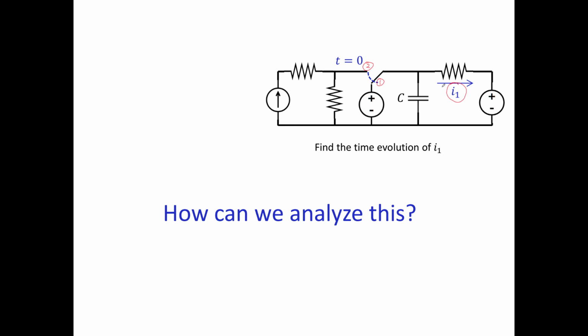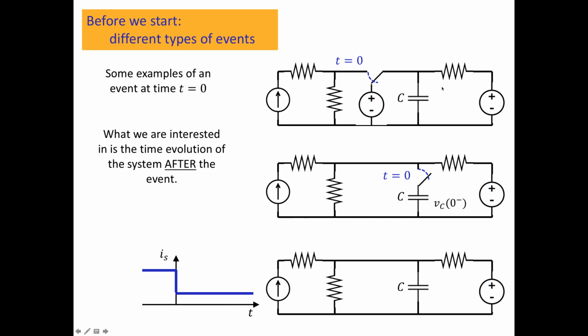Now let's look a little bit closer at these particular events that can occur. So the event could be a switch flipping, and as a result, the circuit becomes completely different. You could also have a situation where I'm, for example, connecting a capacitor into a circuit by flipping a switch, or I could just have a change in time of a voltage or current source. So then this jump in time is the event that I'm talking about.